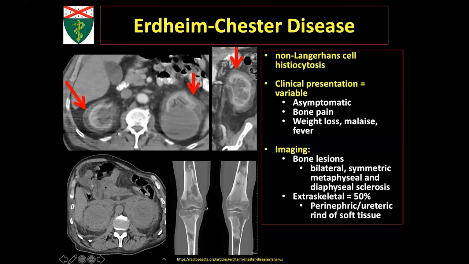Extraskeletal manifestations are seen in about 50% of cases, and the most common extraskeletal manifestation is in the retroperitoneum. And it likes to form this perinephric rind of tissue. You can see in this case over here, around the left kidney, on the coronals, you can see it over here as well. And this was our last unknown case, where you can see that rind of tissue surrounding both kidneys in a patient who also had bony lesions. This was Erdheim-Chester disease.